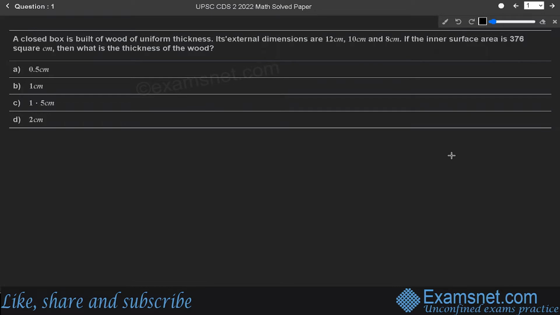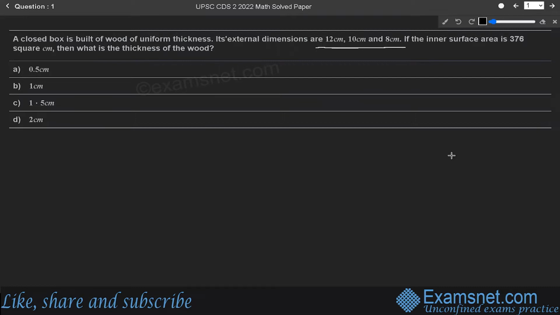Let's start this session. Here is a question. A closed box is built of wood of uniform thickness. Its external dimensions are 12 centimeter, 10 centimeter and 8 centimeter. If the inner surface area is 376 square centimeter, then what is the thickness of the wood? It is a very interesting question.